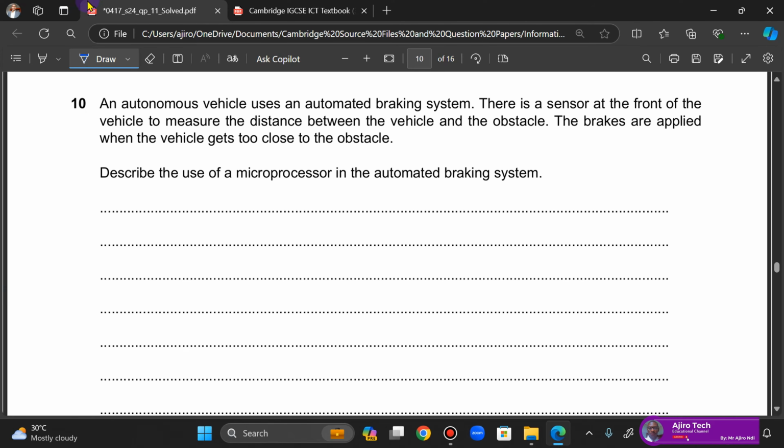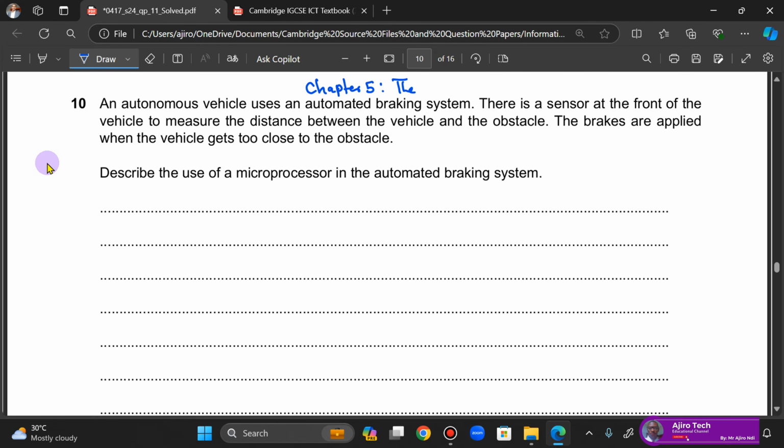Question 10. An autonomous vehicle uses an automated braking system. There is a sensor at the front of the vehicle to measure the distance between the vehicle and the obstacle. The brakes are applied within the vehicle when the vehicle gets close to the obstacle. So autonomous vehicles are driverless vehicles. Okay. Describe the use of the microprocessor in the automated braking system. Now you see this in chapter 5.